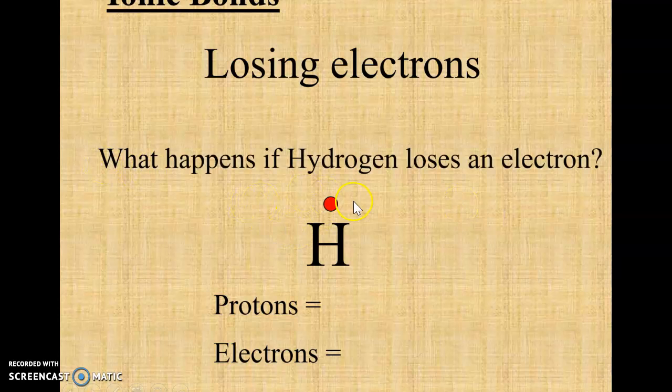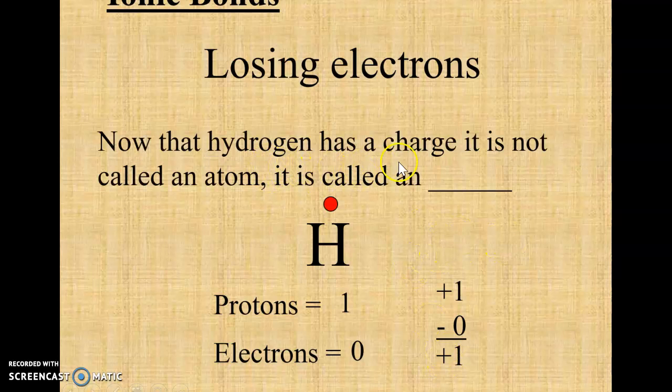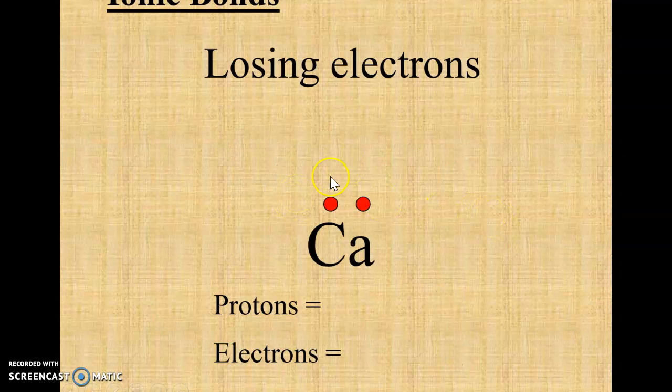Moving on. So what happens if hydrogen loses an electron? It's going to have an oxidation number of +1. So now that hydrogen has a charge, it is not called an atom. It is called an ion. Very good. And if it's positive, remember it's a cation. Losing electrons.